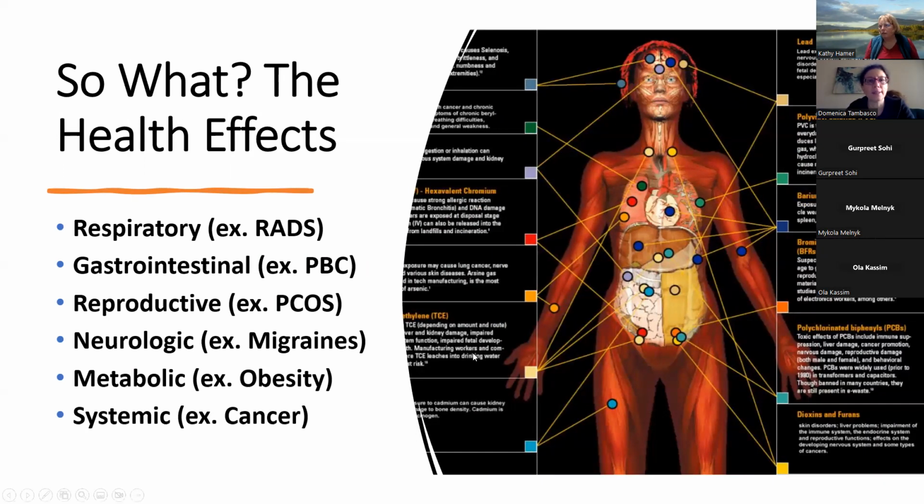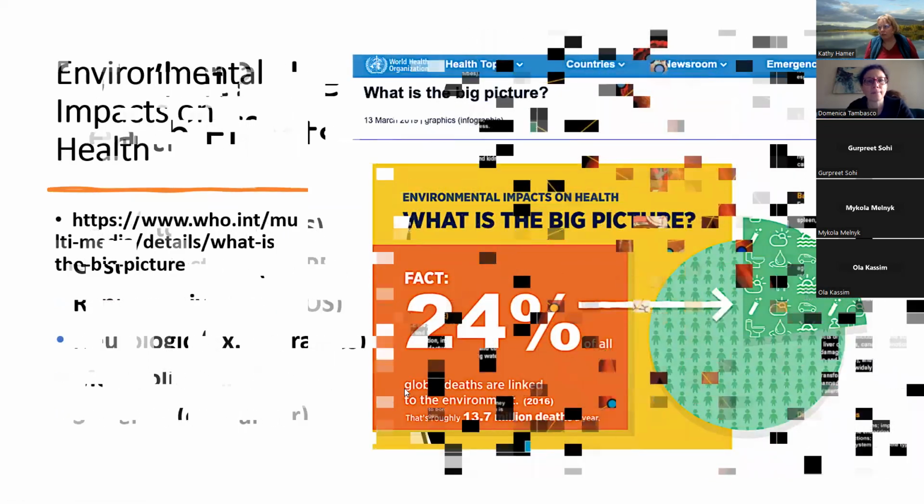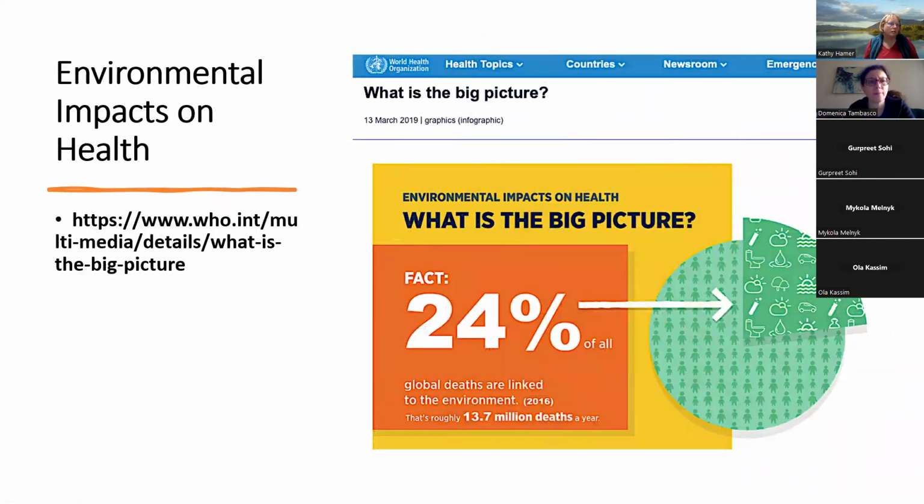So according to the World Health Organization, an estimated 24% of all global deaths are linked to the environment. That's 3.2 million deaths per year from indoor smoke from cooking fuels, 4.2 million deaths per year from outdoor air pollution, such as fine particulate matter, and many other health issues.